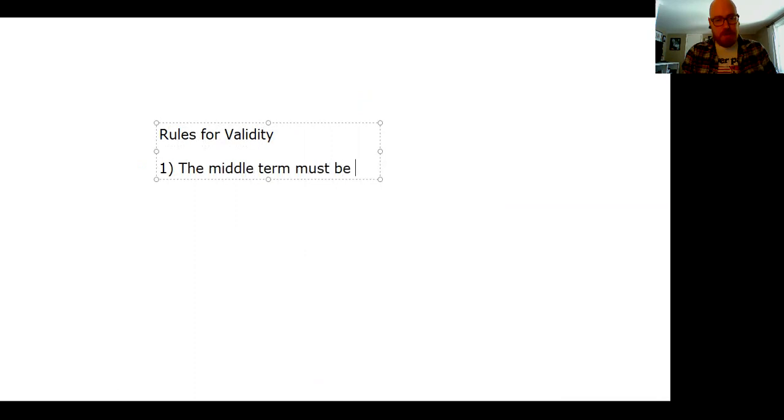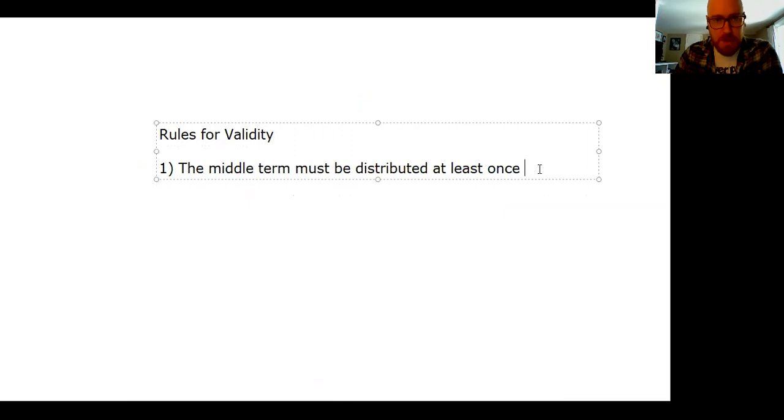The middle term must be distributed at least once. Now, keep in mind what at least once means. The middle term can be distributed more than once. It's not a problem if it's distributed more than once. That's what we call superfluous distribution. So if the middle term is distributed twice, that's fine. It just needs to be distributed at least once.